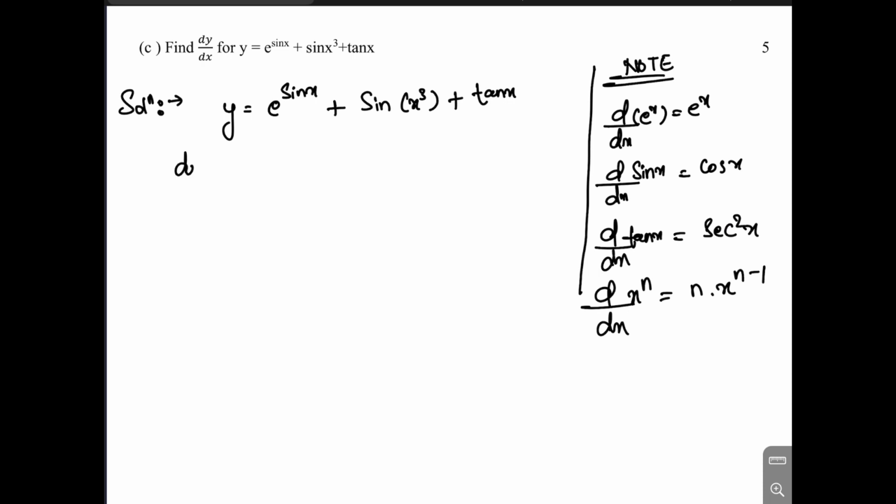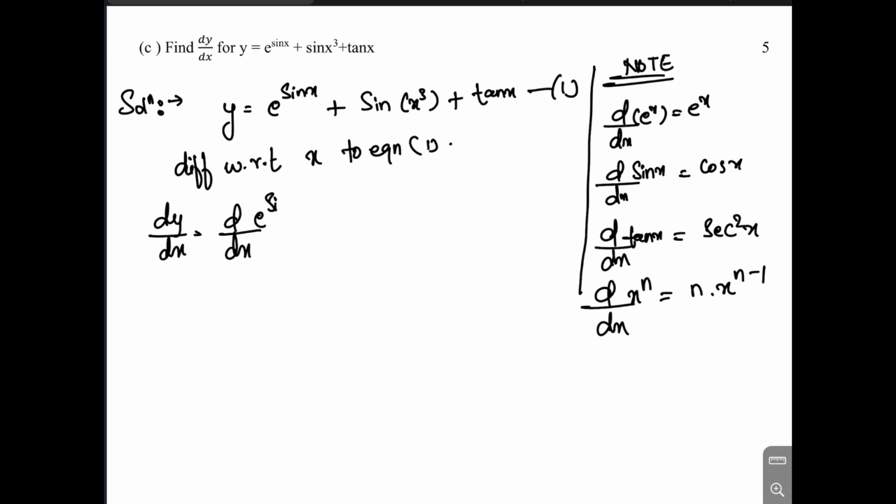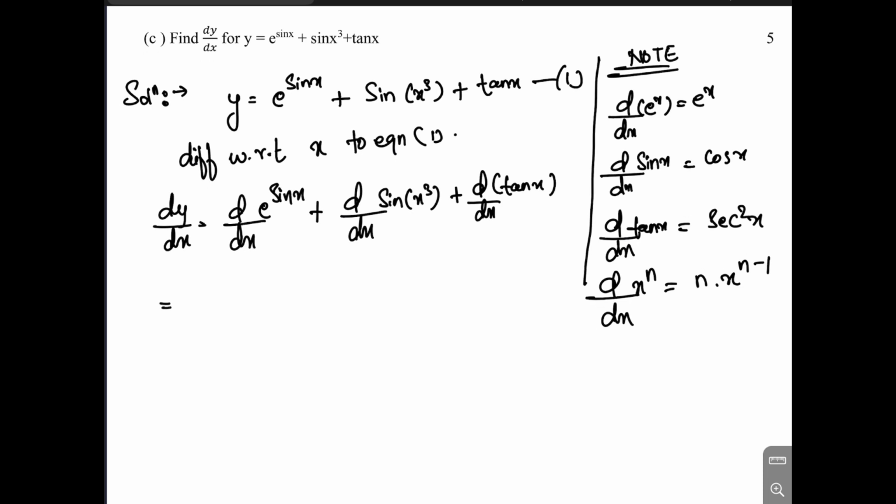Now let's try to solve. Let us consider equation 1. Differentiating with respect to x equation 1 here. So we'll get dy by dx equals d by dx e raised to sin x plus d by dx sin x cube plus d by dx tan x. So after applying differentiation, we'll get here e raised to sin x. Again we need to apply the chain rule here. So this will be differentiation of sin x, plus differentiation of sin x cube is cos x cube x.